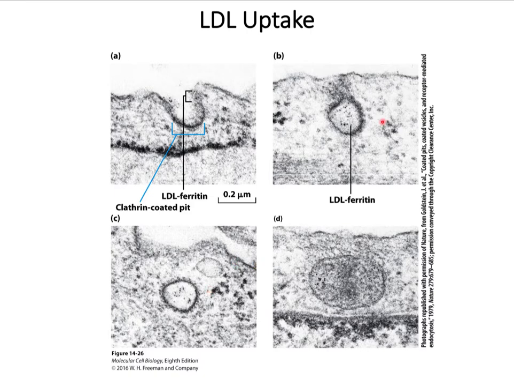Then what happens with this invagination is pinching off of the clathrin-coated vesicle, and panel D right here shows the LDL ferritin within the early endosome. About 6 minutes after the pinching off of that vesicle, this is actually a closer picture of the early endosome.